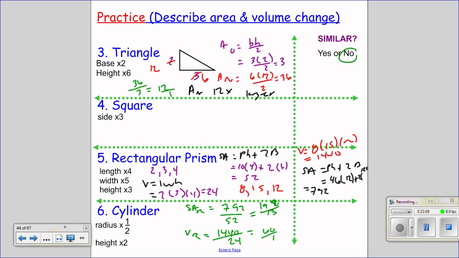I want you to do number 6 on your own. Make up your own radius and height. Then apply the dimensional changes and find the surface area and the volume and compare the ratios. Also, don't forget to answer the question, is the original and the new figure going to be similar? Yes or no? And this concludes our notes for today. Again, make sure you finish number 4 and 6 on your own.